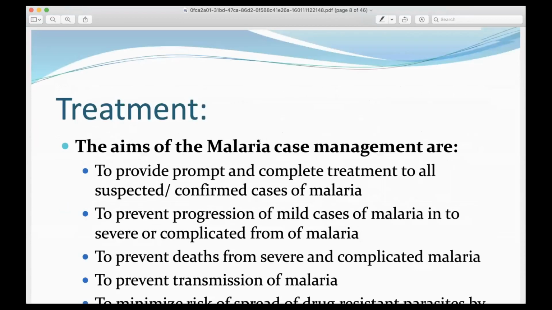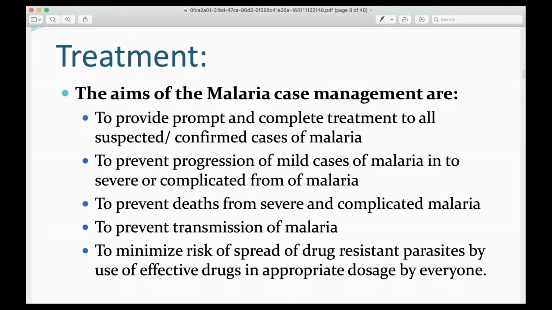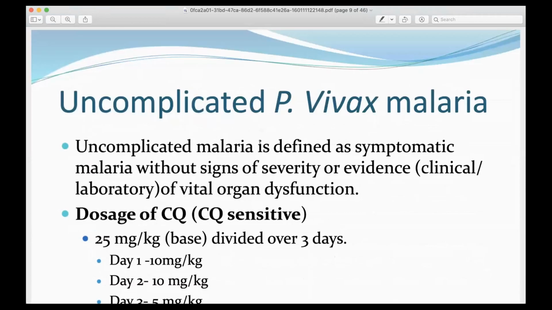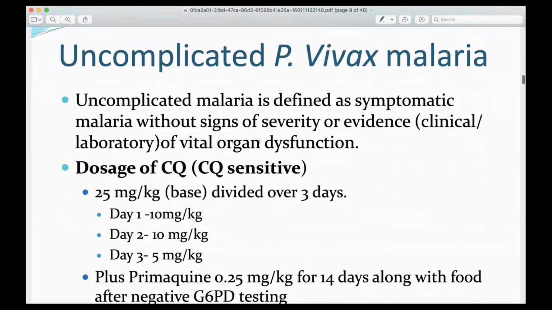So you have to do subsequent tests. Okay, so now coming to the treatment part. The aims of malaria case management are, first, the anti-malarial drug; second, to give support to the different organs and prevent deaths due to severe complicated malaria; and to prevent transmission of malaria. So in uncomplicated Plasmodium vivax cases, uncomplicated means there is fever and rigor, but no dehydration and no other organ failure.